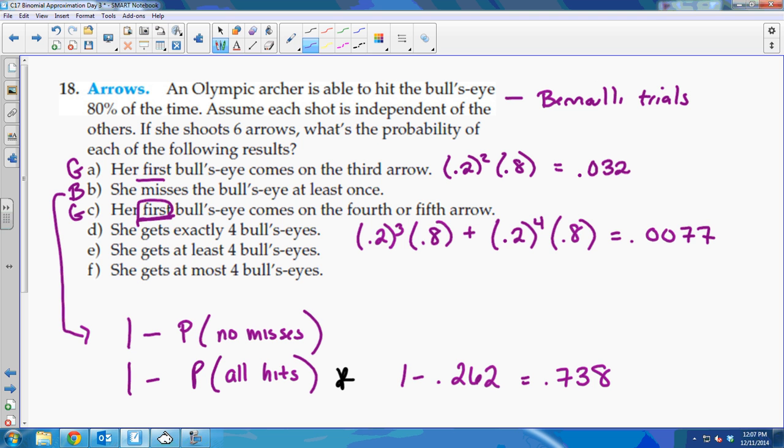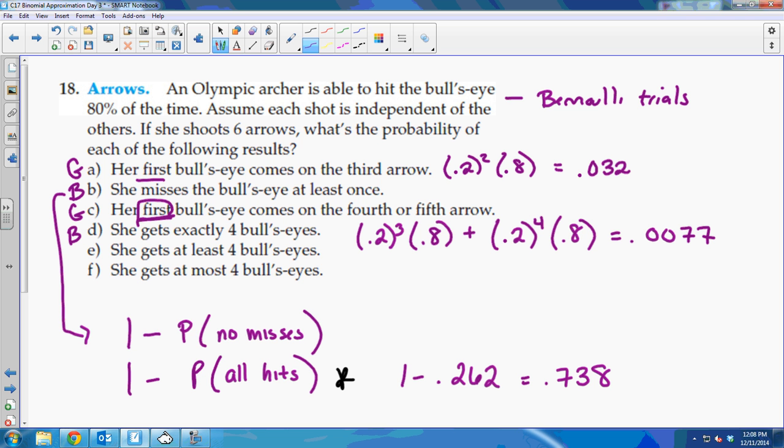On D, she gets exactly 4 bullseyes. Is that geometric or binomial? Binomial. You have 2 options. You can do the formula that involves combinations, or you can use your calculator, right? If you're going to use your calculator, which is what you probably do, you're probably not going to write the formula down, because if you did, you'd write it down and just do it in your calculator anyway.